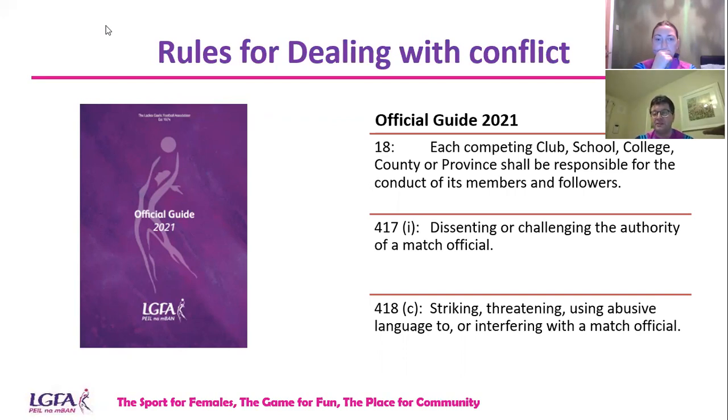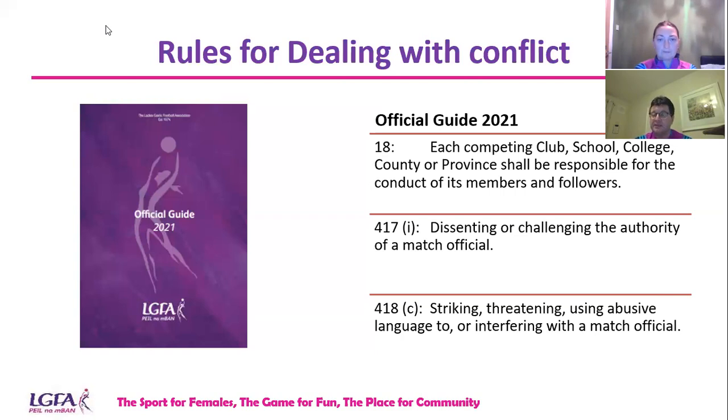Because if you look here, a lot of people don't know this. Rule 18 of the official guide is each competing club shall be responsible for the conduct of its members and followers. So a club can't back out and say, oh, we don't know who they were. CODA will say, sorry, produce them. If you don't produce them, then your secretary or chairperson will be responsible. And in that situation, John reported that issue, and the spectators actually came to the CODA meeting and the club was fined over it.